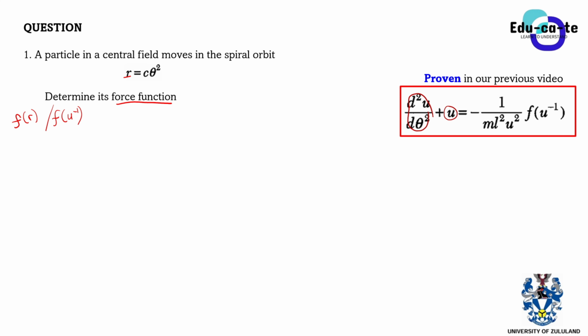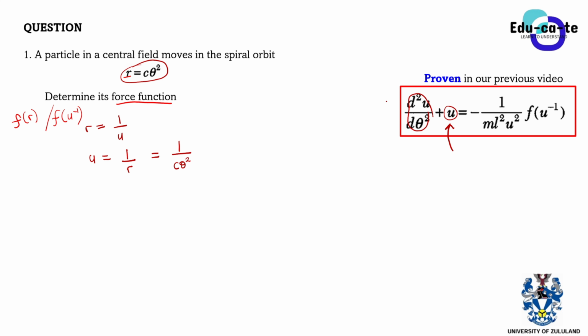In this case, we're given something in terms of r. Remember first of all that r is equal to 1 over u. Our r is c theta squared, so to find u, we can say that u is equal to 1 over r. You can just exchange those two. Then our u value is 1 over c theta squared, because r is given by c theta squared for the motion of this particle.